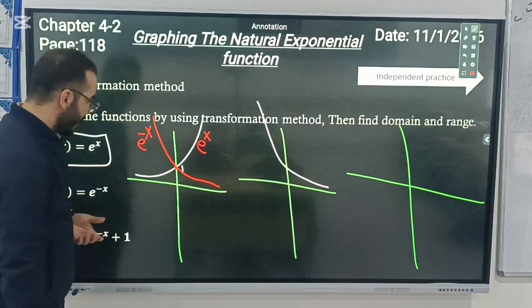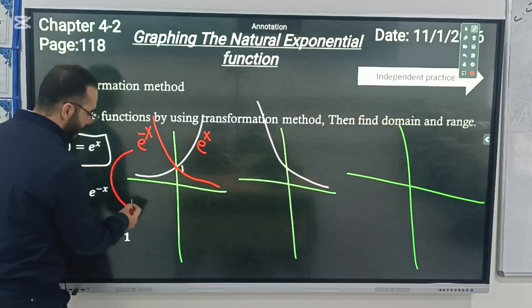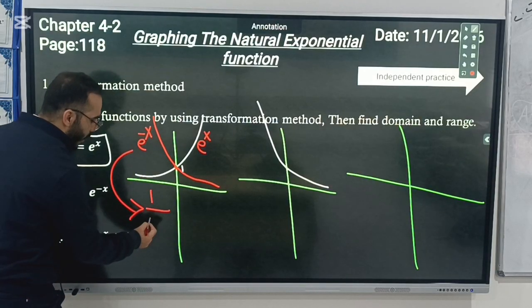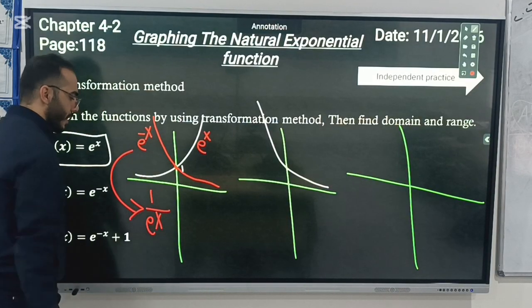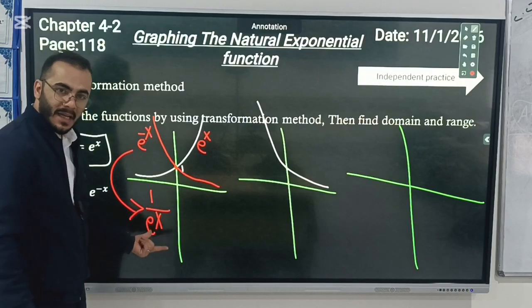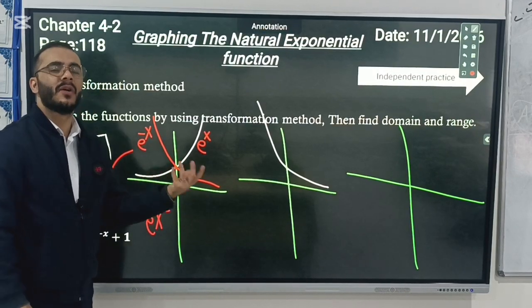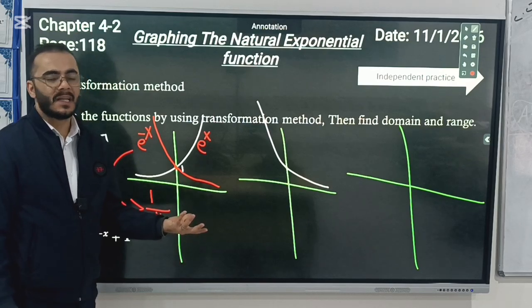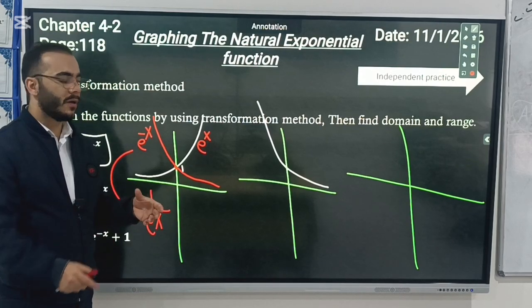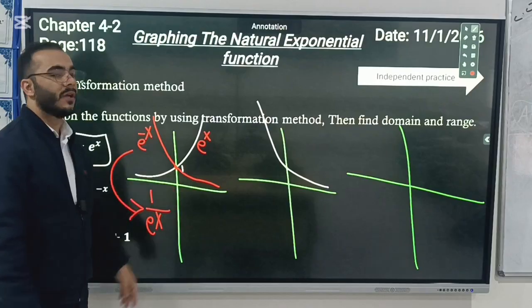You might ask me, what is the reason? Remember, e powered by negative x is equal to 1 over e powered by x. So 1 over e. E is bigger than 1. So 1 divided by something bigger than itself, of course, is going to give us something between 0 and 1, which is a decay exponential function.